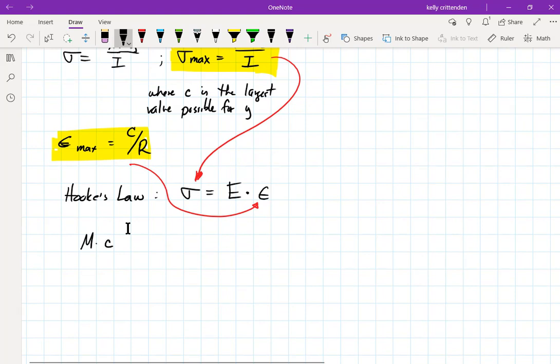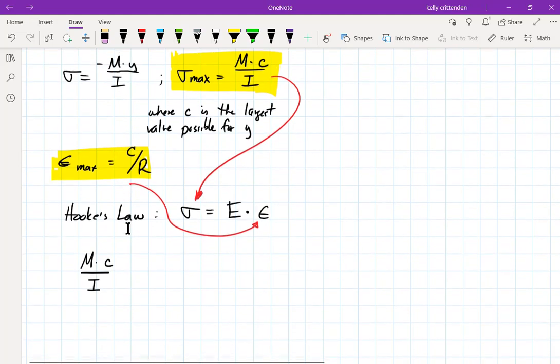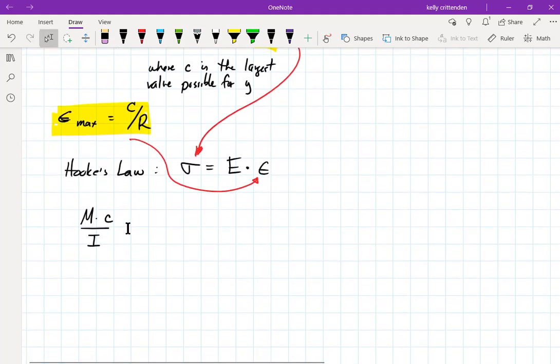M times C over I. I've dropped the negative sign. Remember that negative sign is in the original equation to help me distinguish tension and compression, but once you do C, you're just using the largest value, so it may or may not be tension or compression. So you have to figure out if it's tension or compression based on the direction the beam is bending. So that's why I didn't put a negative sign in there. MC over I for sigma, modulus of elasticity, and this C over radius of curvature.